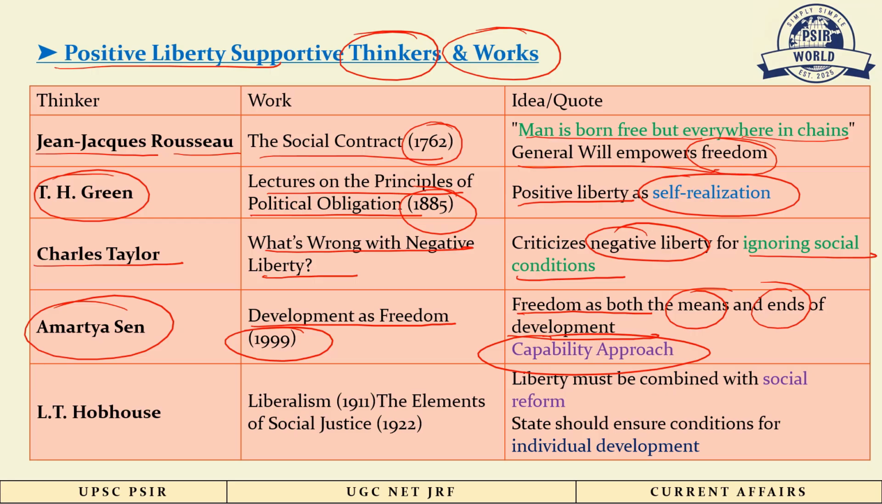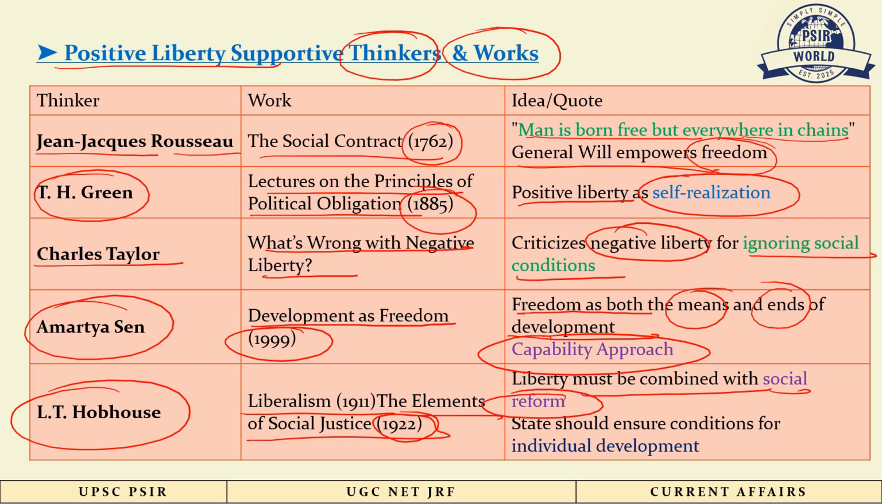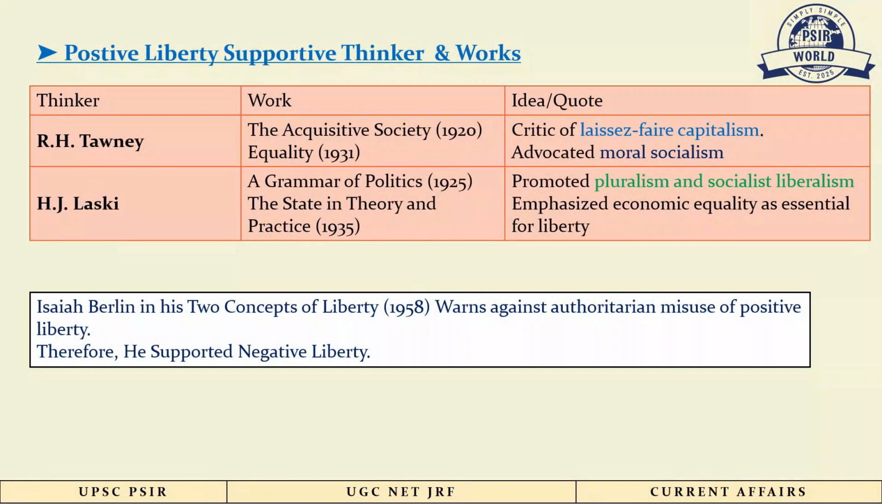or achieving his goals. Another thinker is L.T. Hobhouse. His works are Liberalism, 1911, and The Elements of Social Justice, 1922. He says that liberty must be combined with social reform and the state should ensure the conditions for individual development. Another thinker who supports positive liberty is R.S. Tawney, The Acquisitive Society, 1920, and Equality, 1931. His critique of laissez-faire capitalism or the free market economy, and he advocates moral socialism.